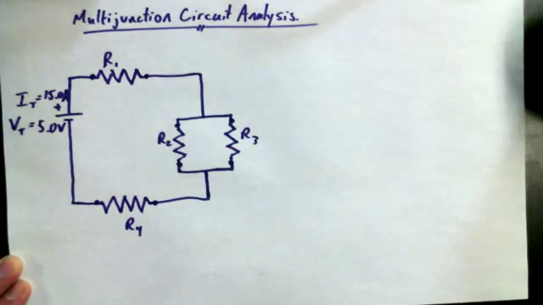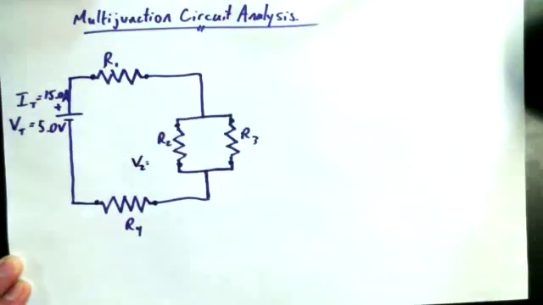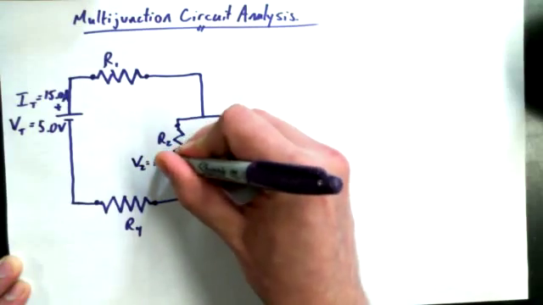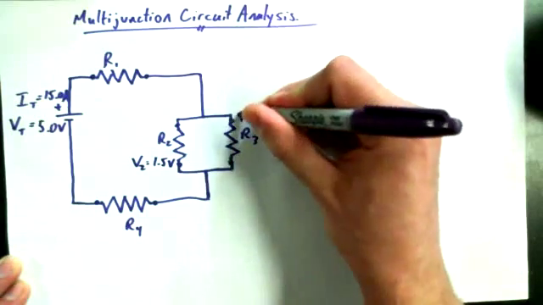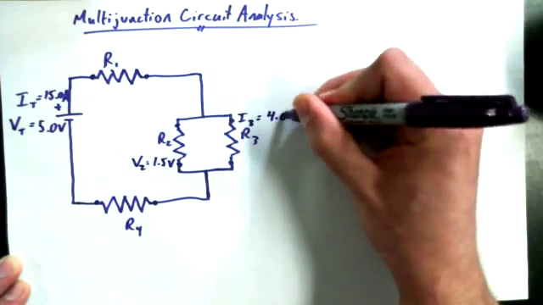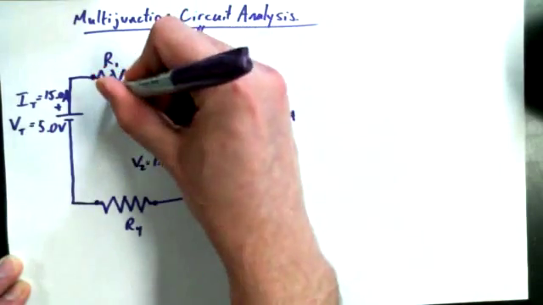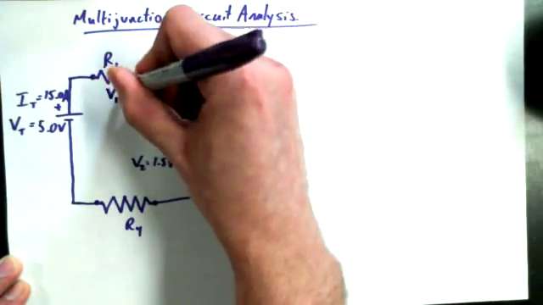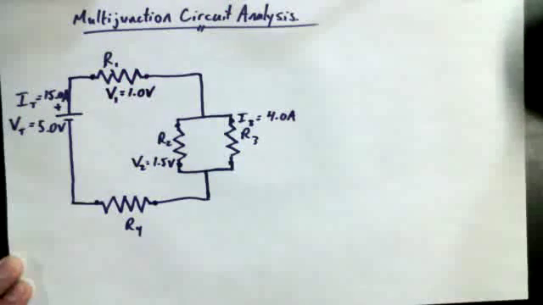I've got a few other pieces of information I want to give you straight off. I want to give this guy here, V2, the voltage across resistor 2, as 1.5 volts. I'd also like to tell you that the current going through resistor 3, I3, is equal to 4.0 amps. I'd also like to tell you that the voltage, electric potential difference across resistor 1, is 1.0 volts. And that's pretty much all I want to tell you.